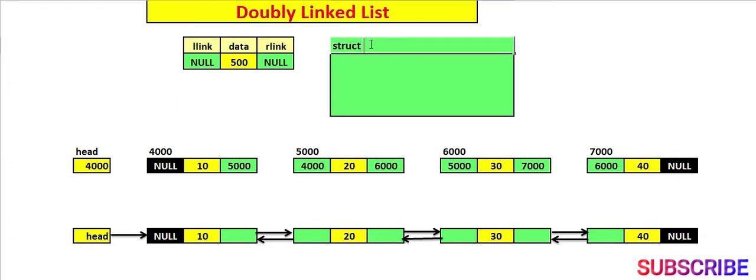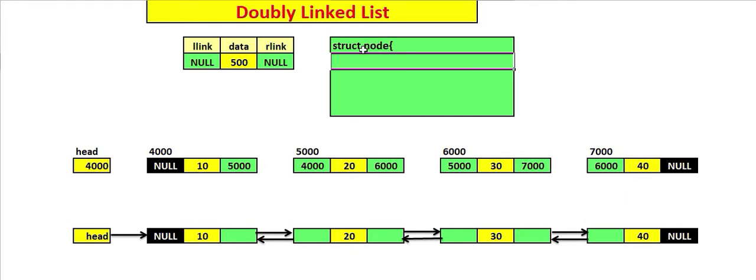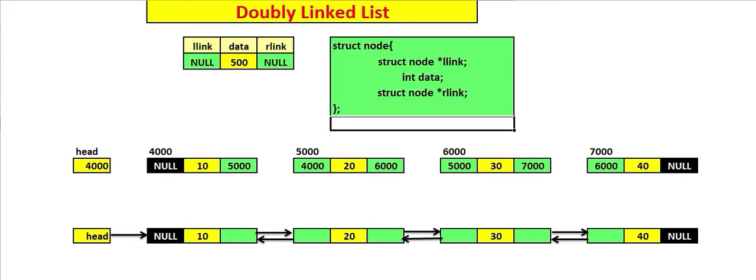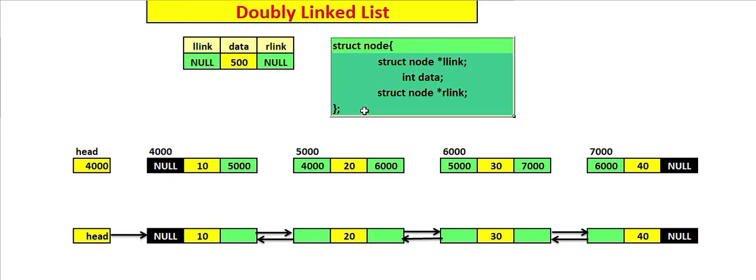So we'll write struct node, and then what are the things we have? We have the left link. The left link is pointing to another structure, so we'll write struct node asterisk left link, int data. That's for the data, and you have the right link. So we'll write struct node asterisk right link, and that is how we define the structure of a double linked list.